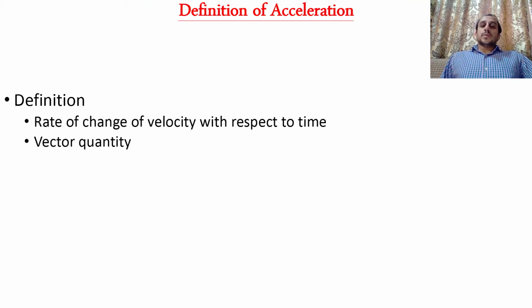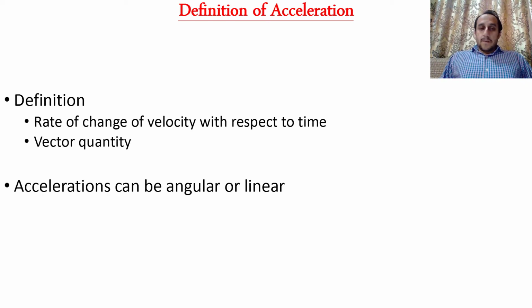So we will start with the definition of acceleration. Acceleration is the rate of change of velocity with respect to time, and we know that it is a vector quantity. It is a vector quantity because if we are talking about angular acceleration, then of course it's a vector quantity. If we are talking about linear, still we need the magnitude as well as direction.